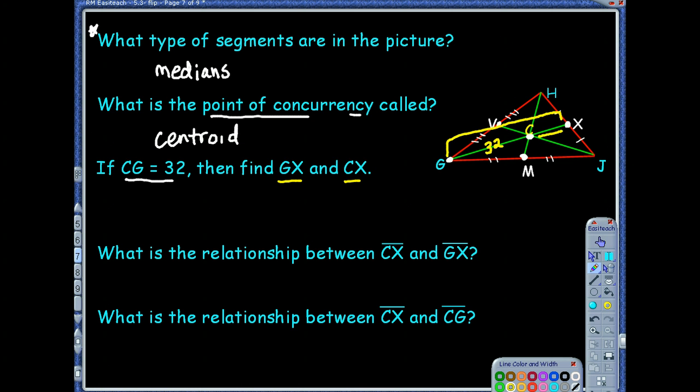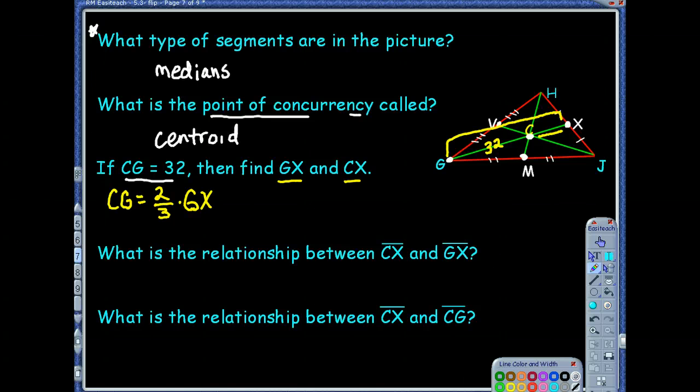I know that with the medians, there's that 1/3, 2/3 relationship. The theorem said that CG, going from the vertex to the centroid, is 2/3 of the entire median. The whole median is GX. So technically, CG is 2/3 of GX. Just pointing out those words: CG is, that's our equals word, and 2/3 of means 2/3 times GX.